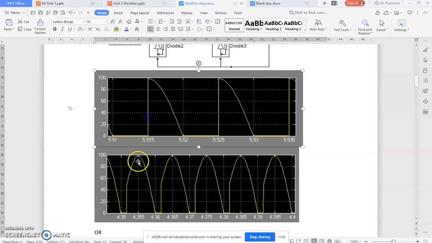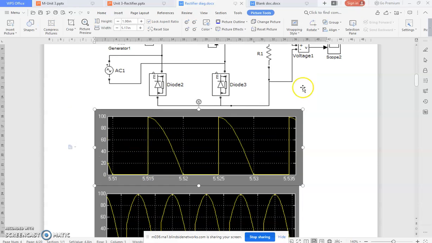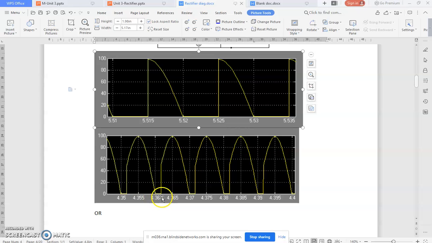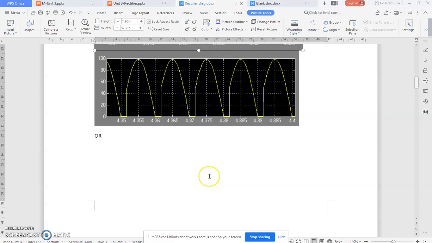There are two firing angle variations. I have applied a firing angle of 90 degrees. This shows the variation across the positive half cycle and negative half cycle. Suppose my firing angle is reduced, say to 30 degrees. So this is the variation of the firing angle. This is the common waveform of the output voltage as well as the output current. I have shown you two alpha values: one is 90 degrees, one is 30 degrees.